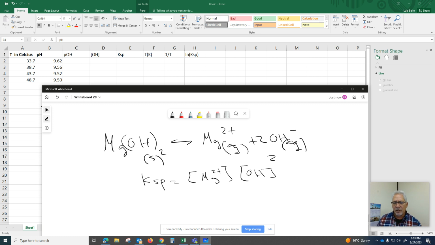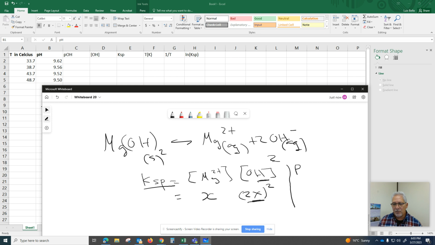So we need to find the concentration of OH, which is twice the concentration of magnesium. So you want to use a variable, I will say x times 2x squared. And if we find this, then we can solve for KSP and then do the rest. So let's start by writing another equation.